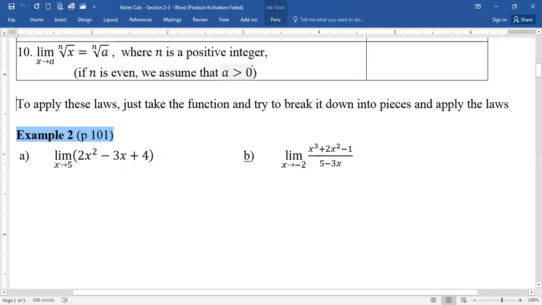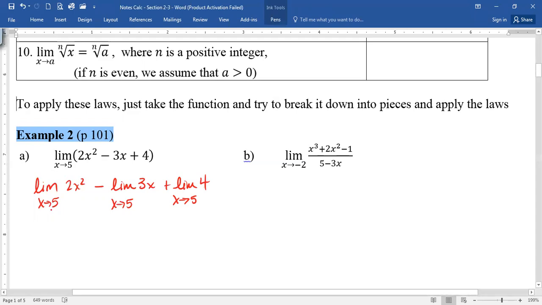Okay, so right away I have some things added and subtracted, right? So I can separate those out and find the limit of each one separately. So I could rewrite this as the limit as x approaches 5 of 2x squared minus the limit as x approaches 5 of 3x plus the limit as x approaches 5 of 4. Okay. And now I can start applying more laws to each one of these separately.